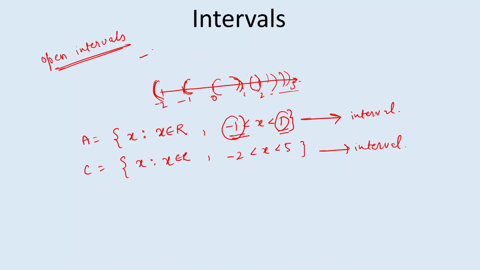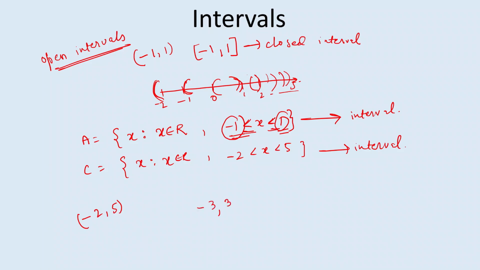So we represent it as -1 comma 1 open interval. If we had included the -1 and 1, that means if we had made these inequalities non-strict, then we would have written it as closed interval -1 comma 1, and this is called a closed interval. So similarly, -2 comma 5 is an open interval and -3 comma 3 is a closed interval.